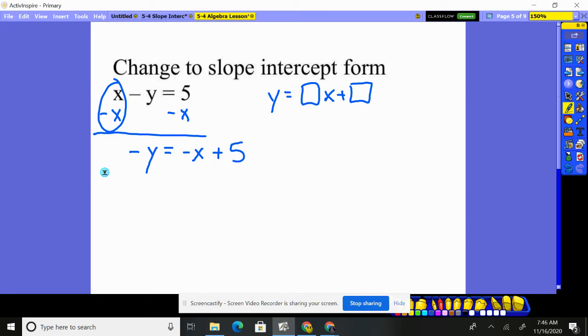Now that looks great, but it says the opposite of y. So what we technically are doing is getting rid of that by multiplying by -1. Really, we're multiplying every single thing by -1. So -1 times that negative y gives me positive y. -1 times the opposite of x is positive x. -1 times that positive 5 is -5. Now, you could have just gone through and changed each to the opposite of what it was, but it doesn't matter. Either way, y is equal to x minus 5. There, we have it in slope-intercept form. We could graph it easily.